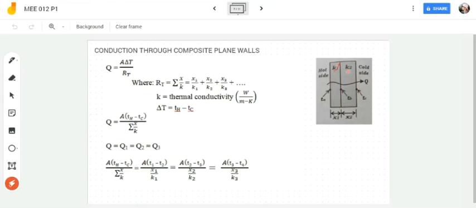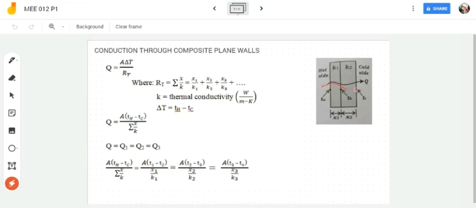So there are two thermal conductivities, assuming that there is a different material on each wall. And then we have a thickness for each wall. And then we will be having temperatures here. We have the temperature on this side and the temperature for this side.